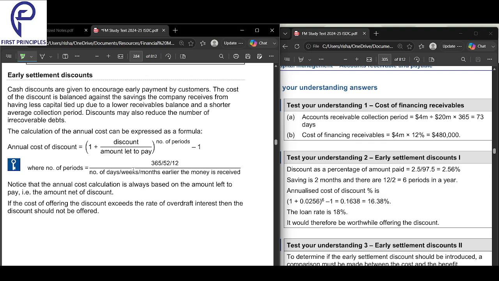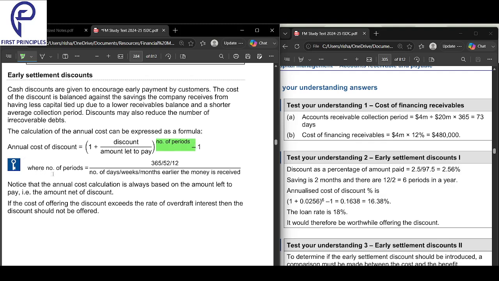Okay, so we'll go step by step. What did you do first? You wrote 1. Then you wrote the discount. How much is the discount? 2.5. So automatically the amount left to pay would be 97.5. Now, number of periods is the only difficult calculation.